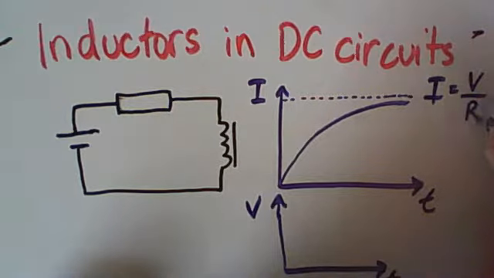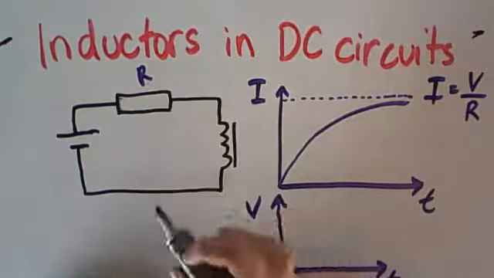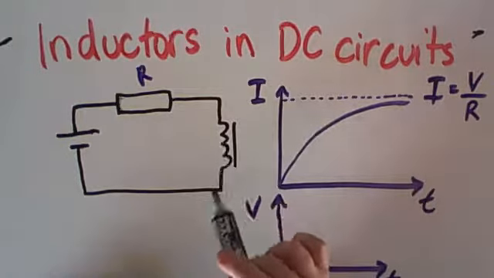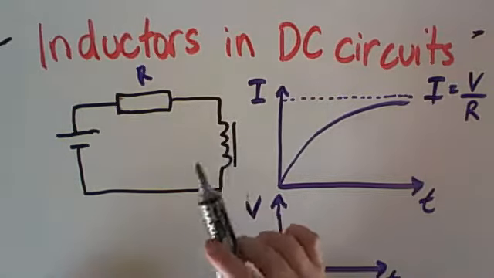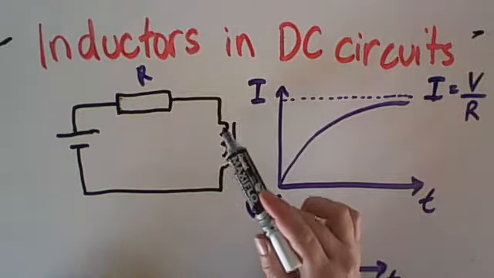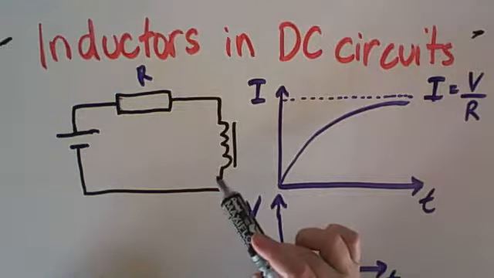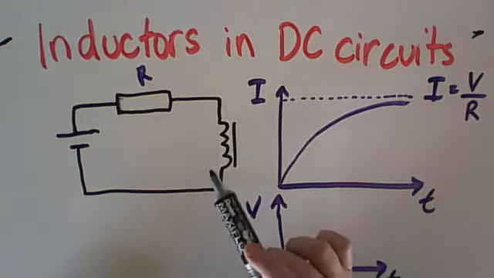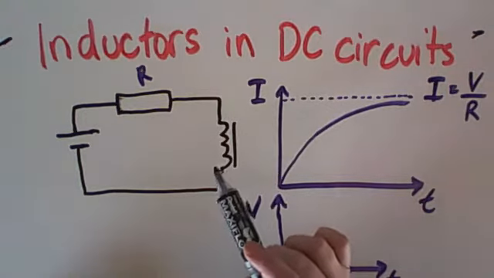Okay, and the maximum current that can flow in the circuit is obviously V over R, where R is this resistance here, because eventually, once enough time has passed and the circuit has built itself up, this will just act like a piece of wire. It's no longer changing its flux. That's the key point here.